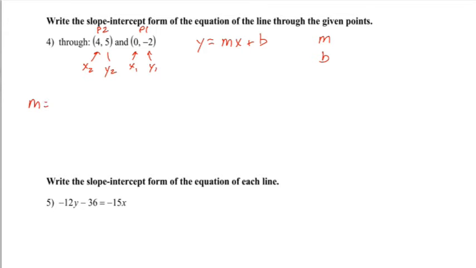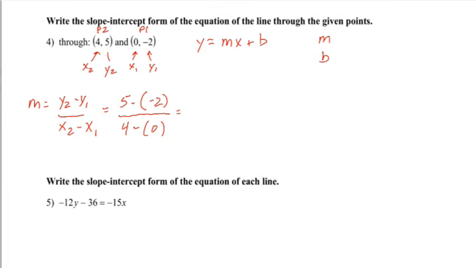m is equal to y2 minus y1 divided by x2 minus x1. I'm just going to substitute those values in, and I have y2 is equal to 5 minus, I put my parentheses there, y1 is going to be minus 2. I'm not going to do anything with it just yet. My x2 value is going to be 4, and my x1 value is going to be 0.